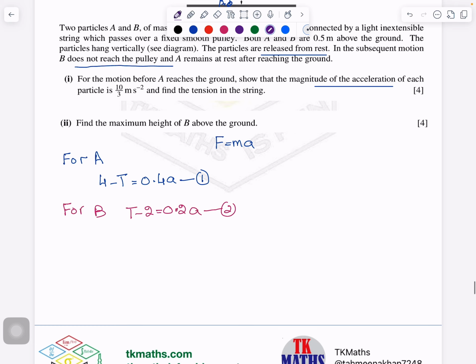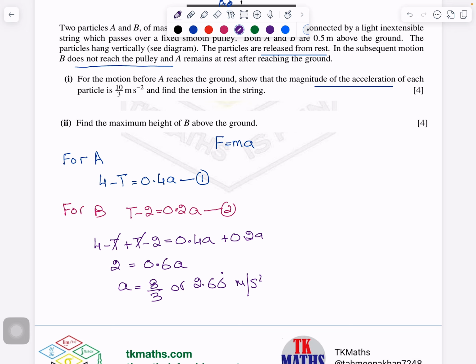So you can add up the two equations. It will become 4 minus T plus T minus 2 equals 0.4a plus 0.2a. So 4 minus 2 is 2, so 2 equals 0.6a. So a equals 10 upon 3, or 3.33 meter per second squared. So I got the acceleration.